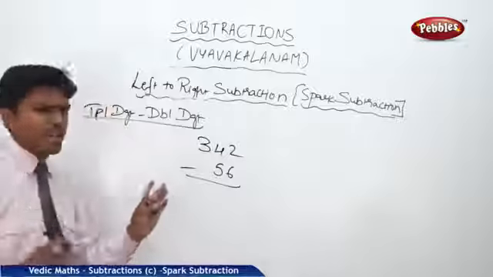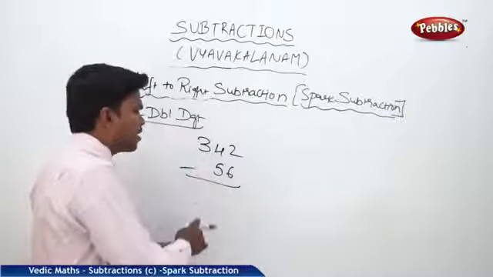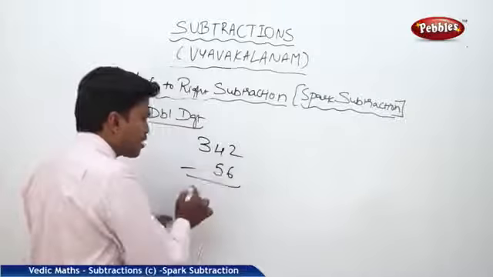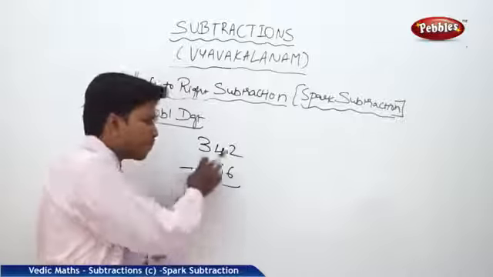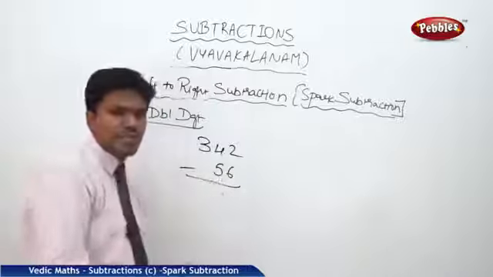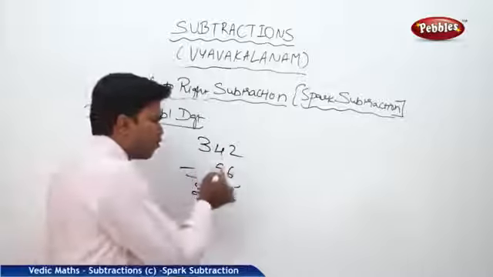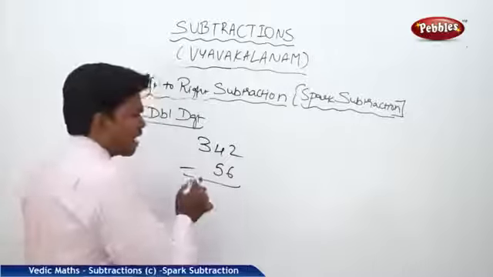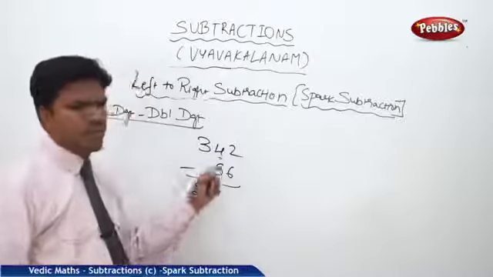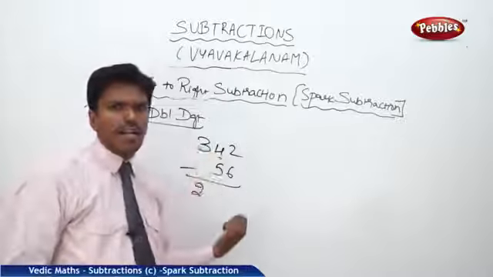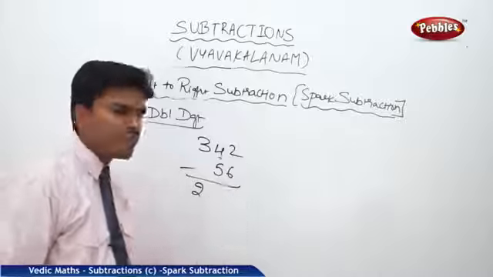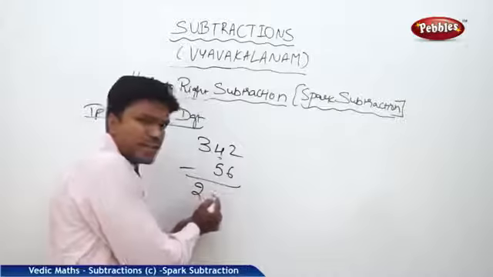Same way, just start from the left side, drop 3. Before dropping 3, check whether the next numbers are match or mismatch. They are mismatched, so 3 becomes 2 simply. Now 4 and 5 mismatch, so I will add directly. What is the complement of 5? 5 only. So bring the above number and add to the below number complement. That is 4 plus 5, 9. So I have to write 9 here.